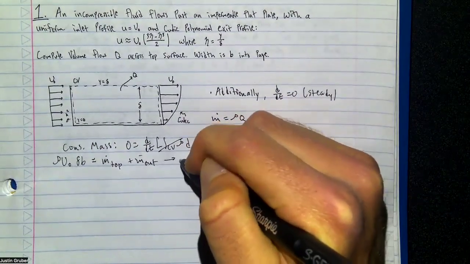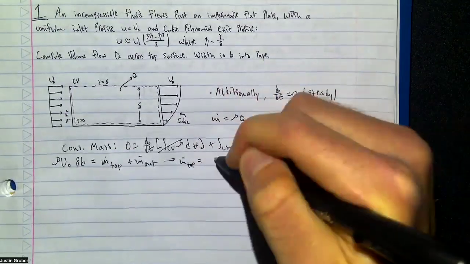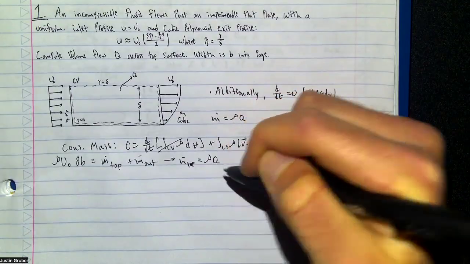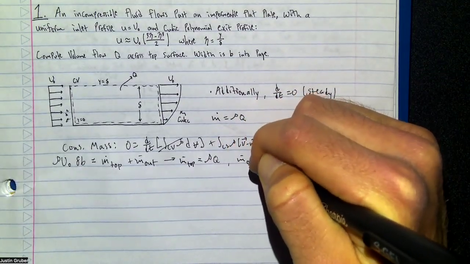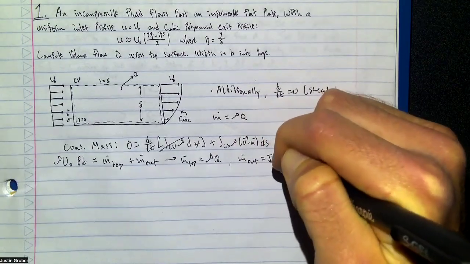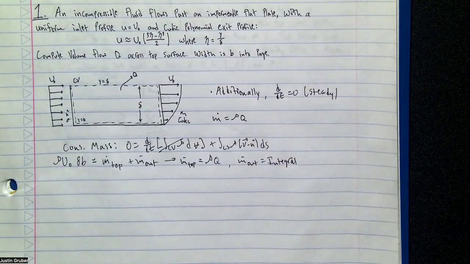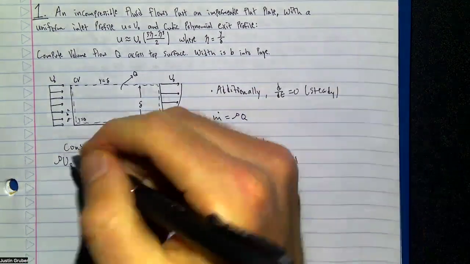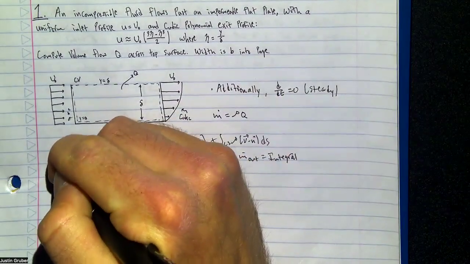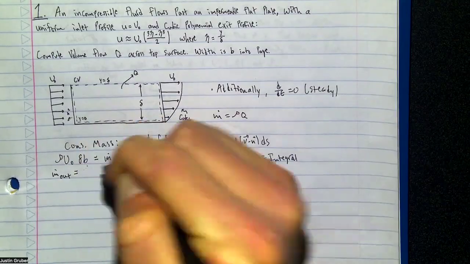So I'll just move this over. M dot top is equal to that rho, that density, times q, what we're trying to solve for. And m dot out equals the integral. So let's actually go and compute this. Let's take this integral. And what is this integral we're going to be doing?